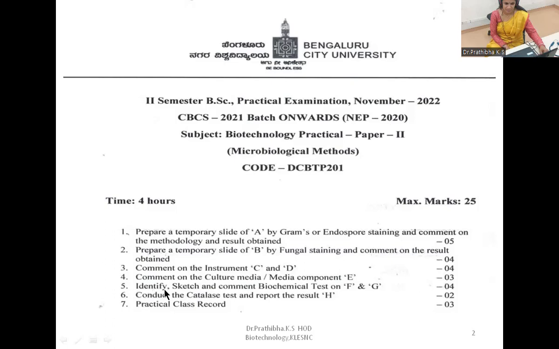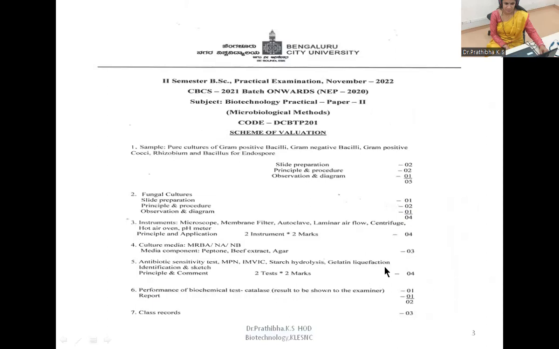Next, fifth question, identify, sketch, and comment on biochemical test F and G. This carries 4 marks. Then sixth one, conduct the catalase test and report the result to the examiner. This carries 2 marks. Seventh one, practical class record, that carries 3 marks. This is the question pattern of your practical microbiological methods paper 2. Now let us go through the scheme of evaluation of these particular questions of the second semester microbiological methods paper.